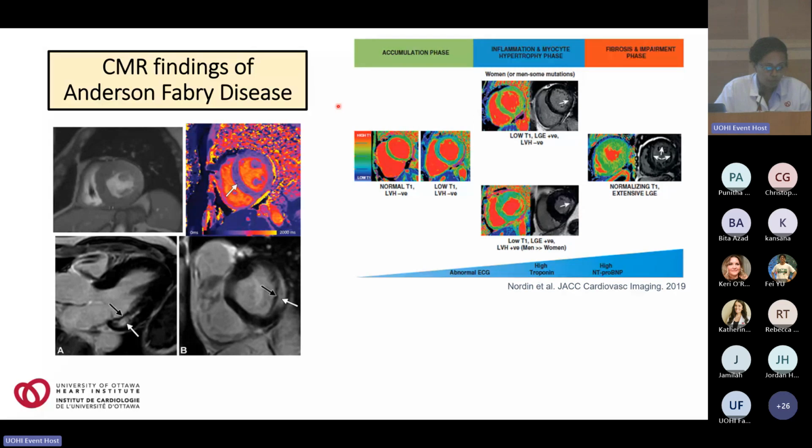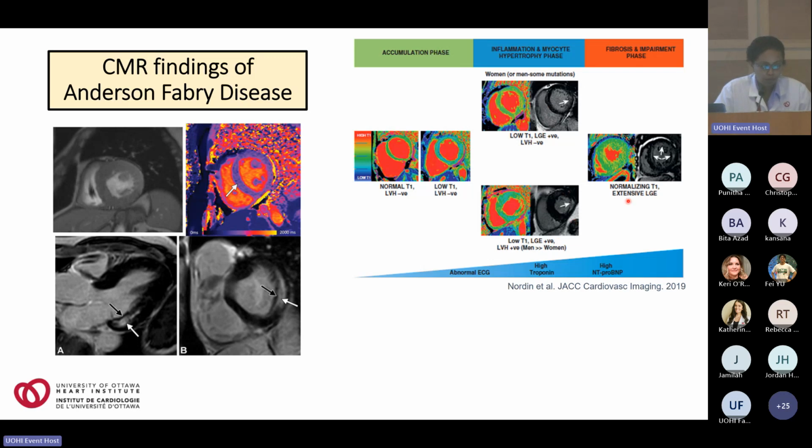There's the accumulation phase. In this phase on MR, it may be difficult to know, as they present with normal T1 and there is no hypertrophy. But as this progresses, we start seeing low T1 because of the lipid infiltration of the myocytes. Like I said before, the fat gives us low T1 times. So this could be our first hint as the disease progresses and enters into the inflammatory and the hypertrophic phase. Then that's where we see the LV hypertrophy with or without LGE. And if we do, the LGE is commonly in the mid inferolateral wall, as you can see in the image.